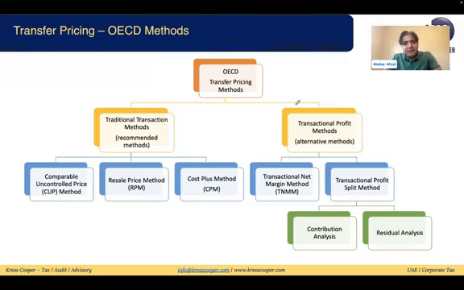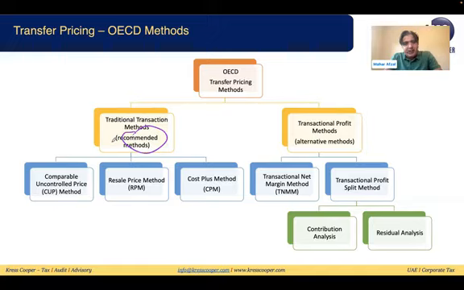There are different methods given in the OECD rules and regulations, basically the rule book issued by the OECD. These different methods can be classified: traditional transaction methods, which are the recommended methods, then the transactional net margin method, which is the alternative method. So we will be discussing all these methods one by one in our coming webinars.